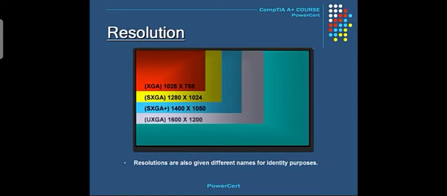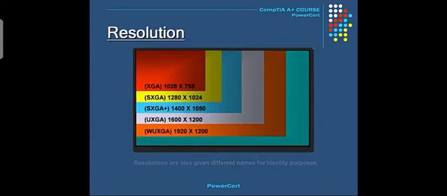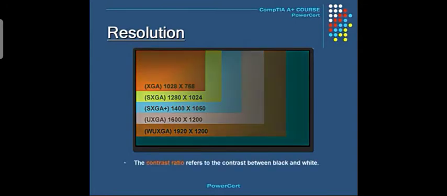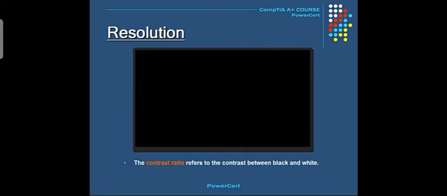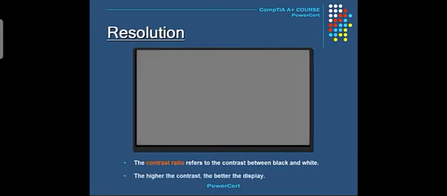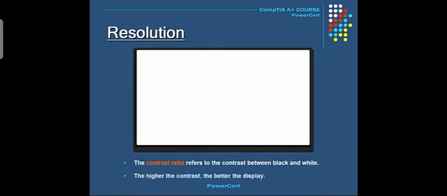UXGA stands for Ultra Extended Graphics Array. This has a resolution of 1600 by 1200. And WUXGA stands for Widescreen Ultra Extended Graphics Array, and this has a resolution of 1920 by 1200. And lastly, the contrast ratio. The contrast ratio refers to the contrast between black and white. The higher the contrast, the better the display.